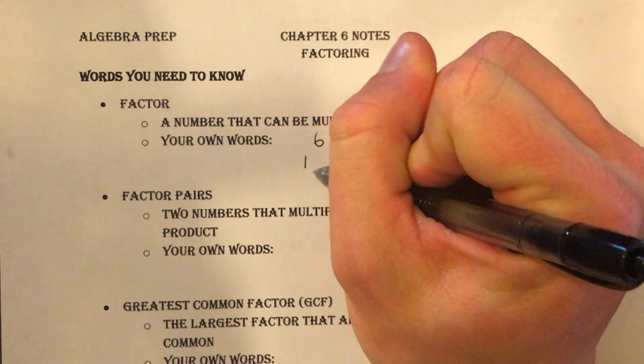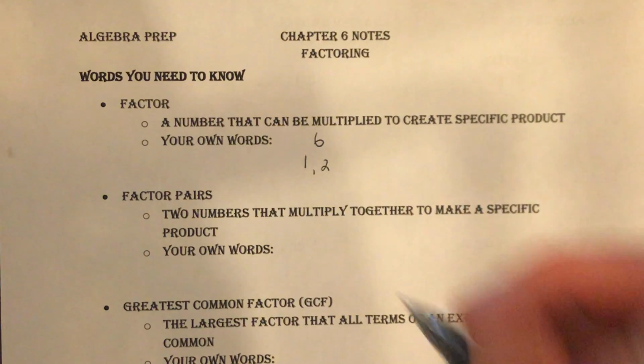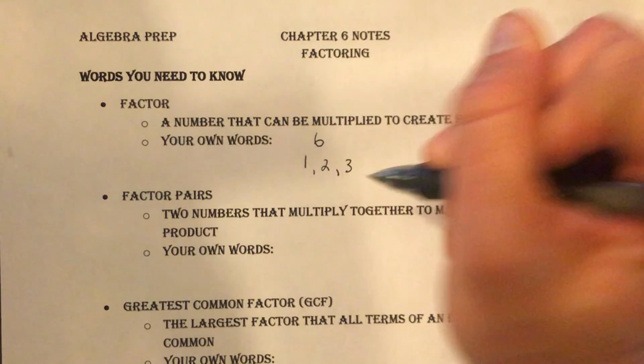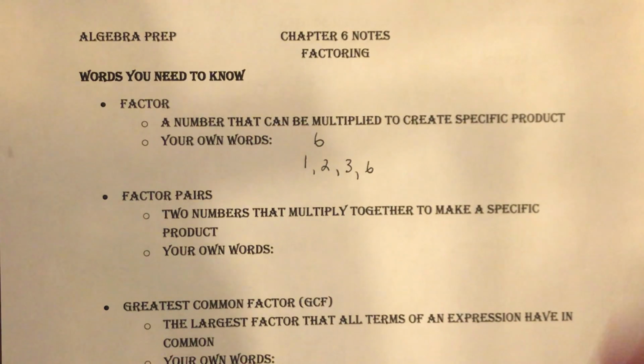2 would be another factor of 6 because 2 goes directly into 6. 3 would be another factor of 6. And of course, 6. So factors are not only going to be multiplied to get to that number, but they also divide evenly into it.